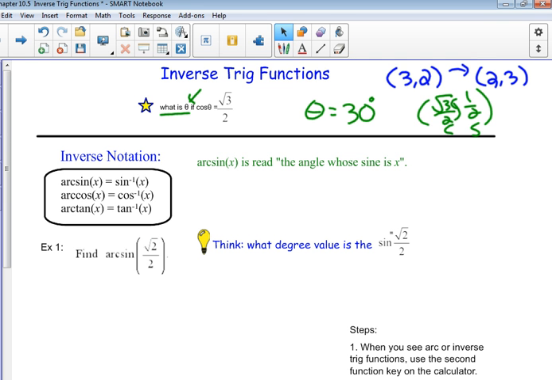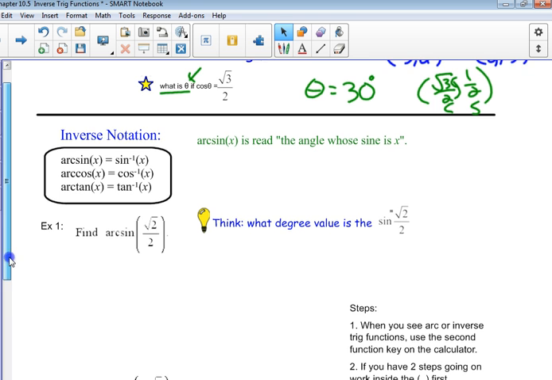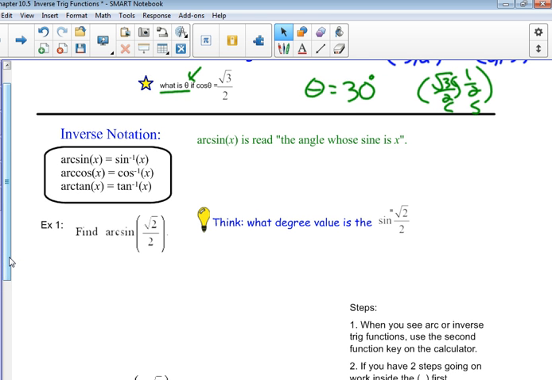So this idea of thinking about what is the degree when we have this, that's really what the inverse is when we're dealing with trig functions. Now we have two different notations you might see. They mean the same thing. This word arc sine means the same thing as sine to the -1. These are both things that mean inverse. Same thing, arc cosine would be the same thing as cosine to the -1, and tan to the -1.